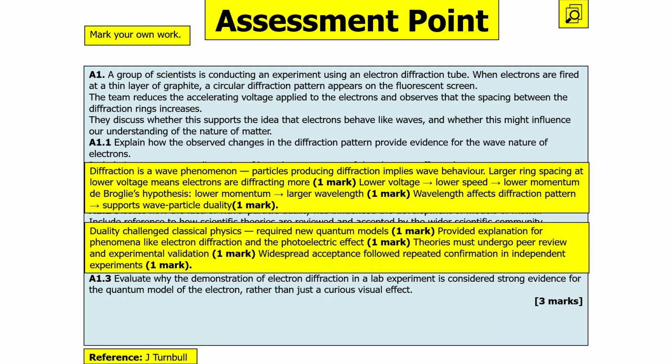Now, duality challenged classical physics and required new quantum models. It provided an explanation for phenomena like electron diffraction and the photoelectric effect. Theories must always undergo peer review and experimental validation. The widespread acceptance followed repeated confirmations in independent experiments.